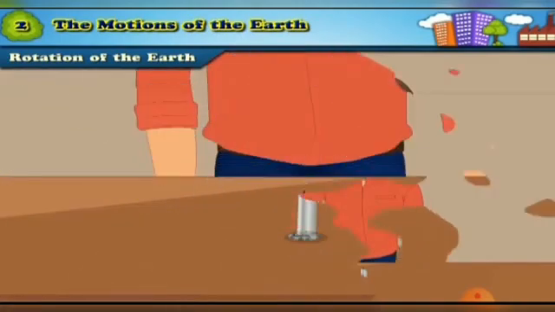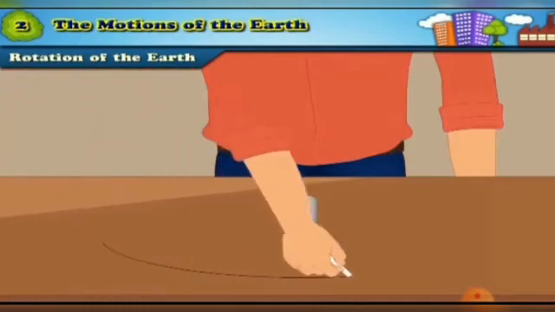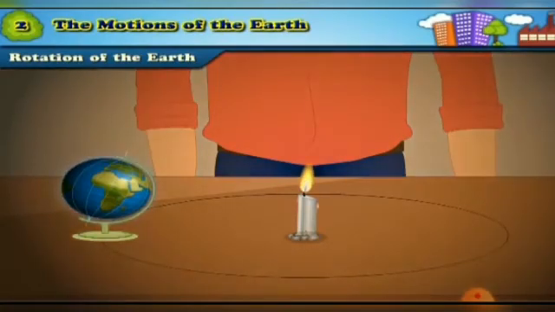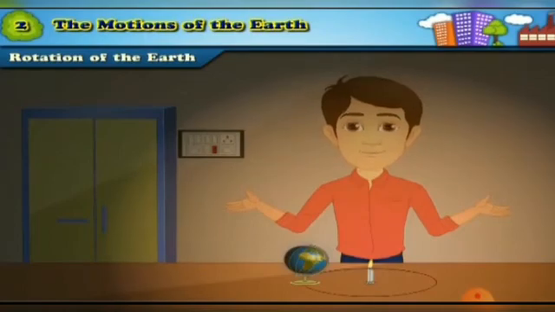Let us place a candle in the center of the table. Draw a big circle around the candle. Let us then place a globe at any point on this circle. Once the candle is lit, we shall switch off all the lights to create darkness. Let us assume the candle is the sun. Observe which part of the globe gets the sunlight and which one does not.